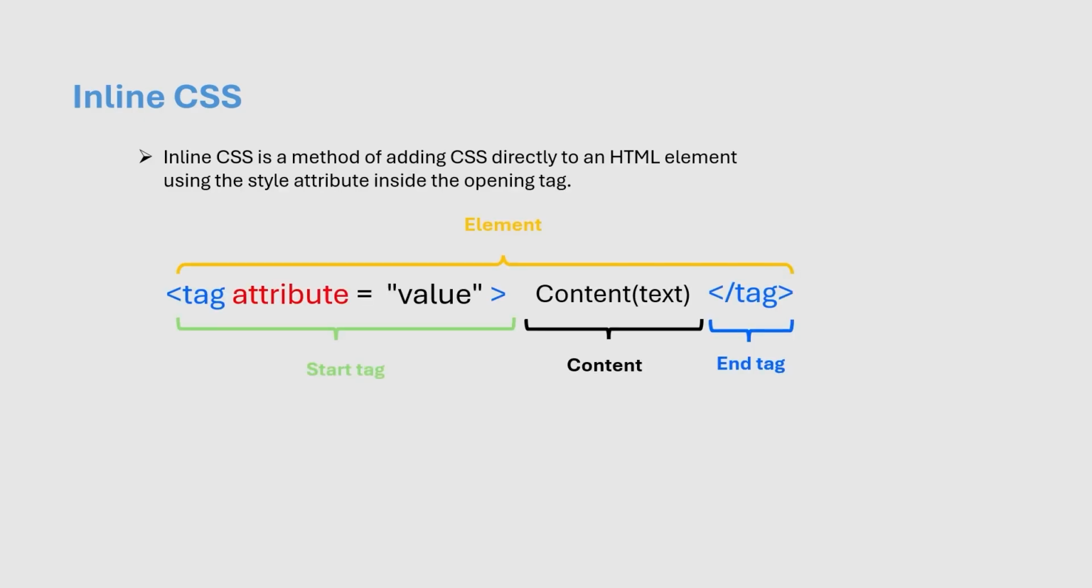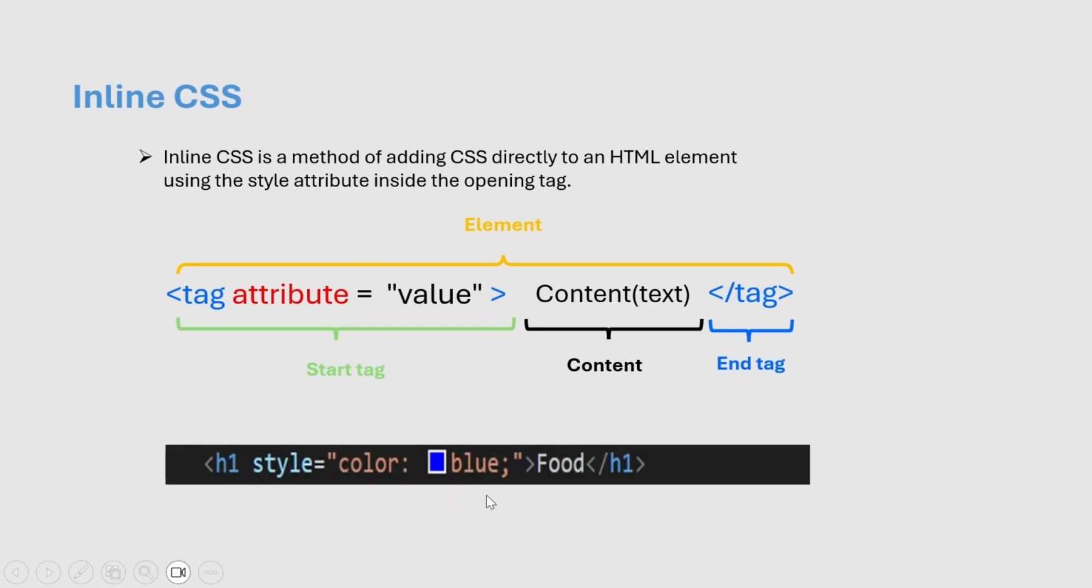Now let's move on and learn about different types of CSS. There are three types of CSS: inline, internal and external CSS. Let's start with inline CSS. In inline CSS, we apply styles directly to an HTML element using the style attribute in the opening tag of an element. This is the syntax to use an attribute, which we have discussed in our previous videos. In the place of attribute, we write our attribute's name which we are using.